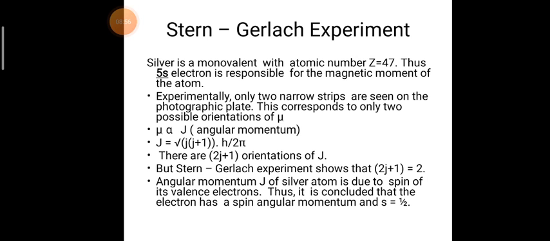whenever J is not equal to 0, and in this Stern-Gerlach experiment it is clearly shown that J has only two orientations. That implies capital J has two orientations corresponding to the spin of its valence electron. Usually capital J is given by the resultant of the combined orientation of L and S.